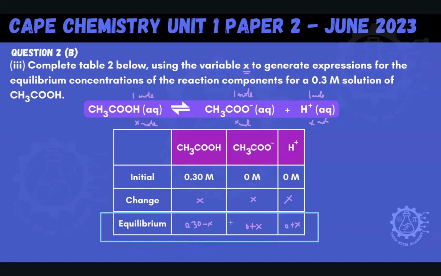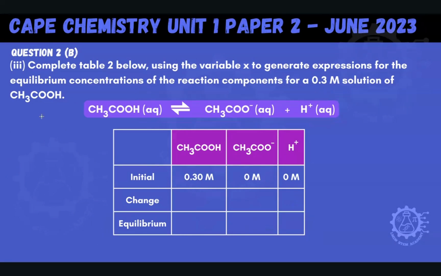All of these values for each of these species are equilibrium concentrations, and they are going to be the ones that we're going to use in any equilibrium expressions that we might generate for this problem. Okay, so let us move on.